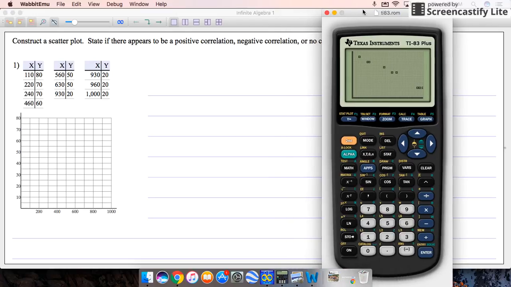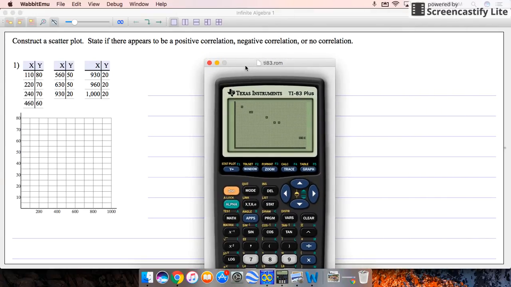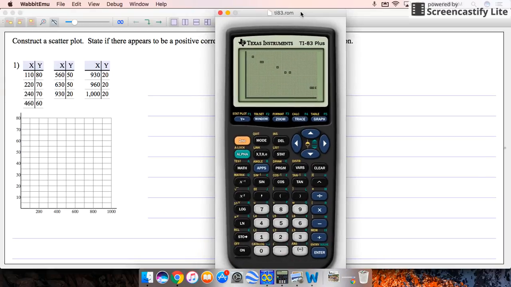State if there appears to be a positive correlation, negative correlation, or no correlation. So looking at this graph, we can see that all of our data values are decreasing as we go to the right. So this means that there's a negative correlation. But we have to confirm by looking at the correlation coefficient.